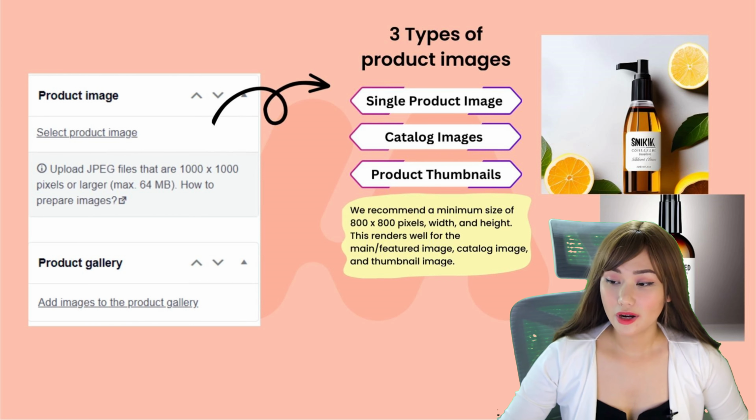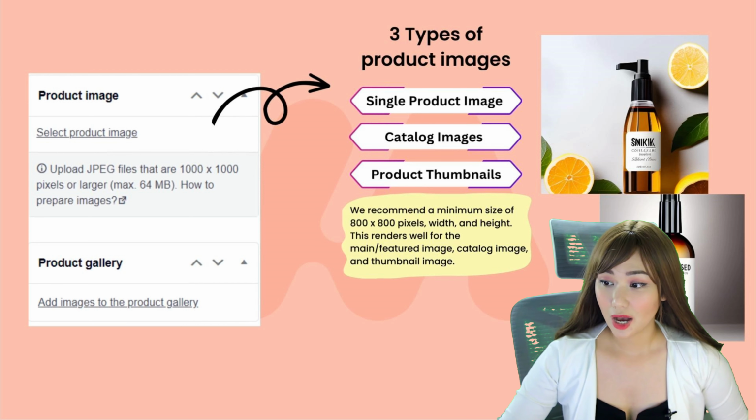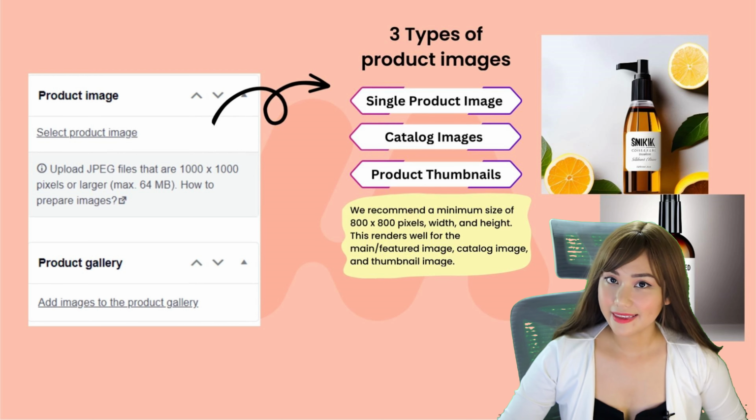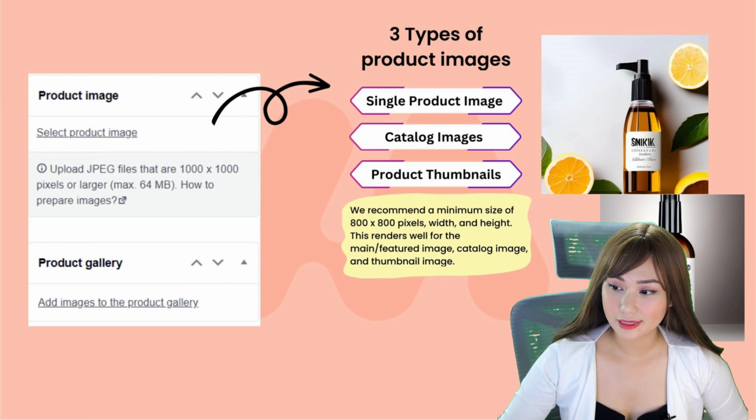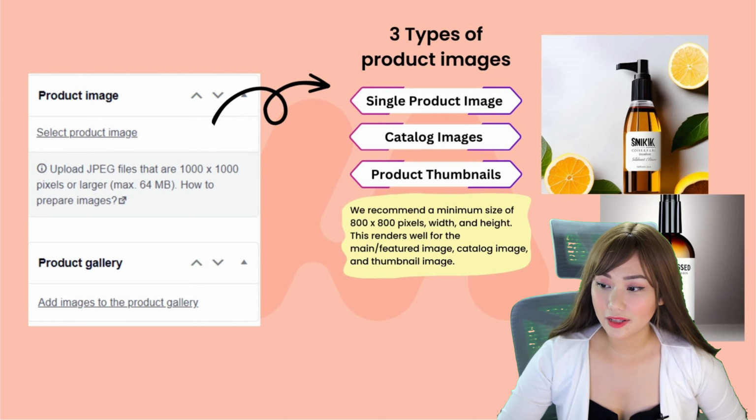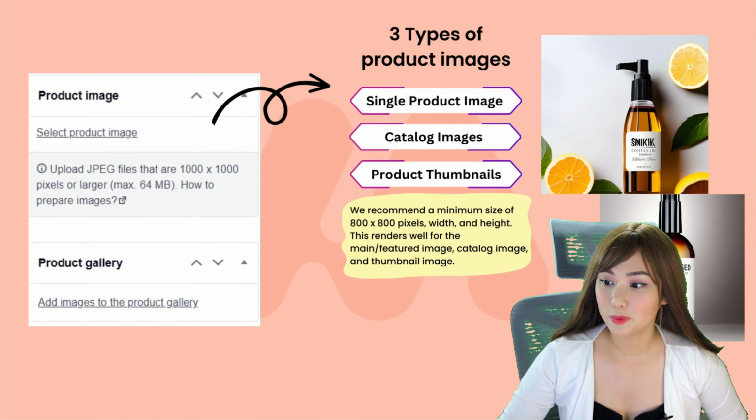And the second one is a catalog image. This one is a medium-sized image appearing in the product loops such as the shop page, product categories pages, and related products. And the last one is the product thumbnails. This is the smallest image used in the cart, widgets, and gallery thumbnails underneath a single product image.